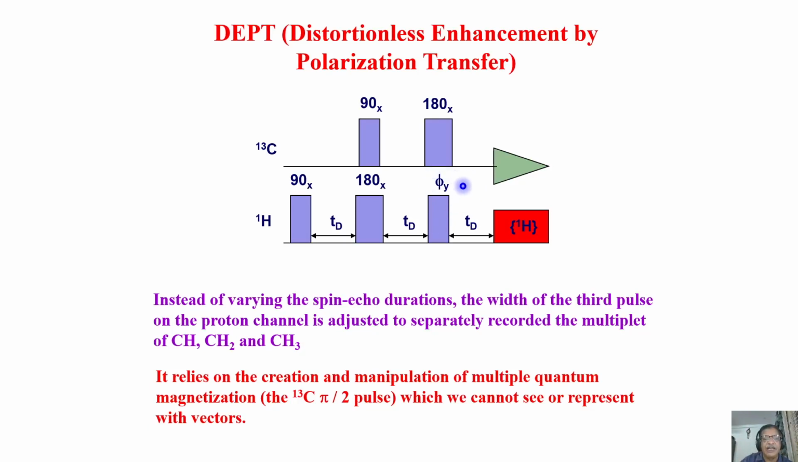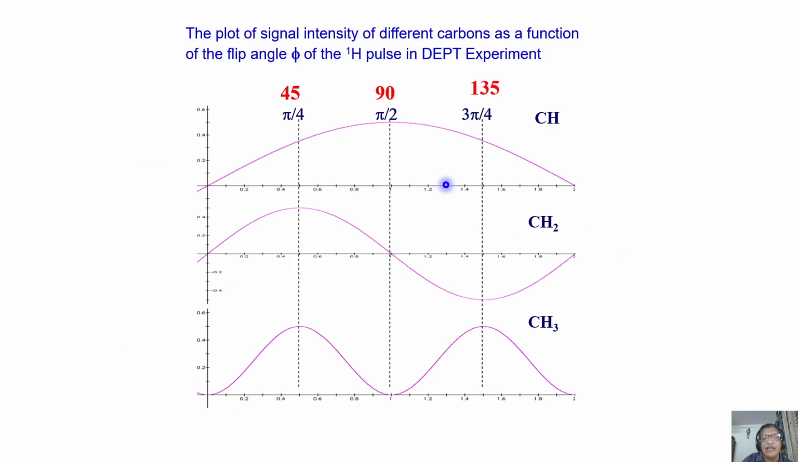Vary the angle to 10 degrees or 15 degrees. Always in equal steps I can do, 5 degrees, 10 degrees, like that. Every time I keep measuring the intensity of all the 3 peaks individually, CH, CH2, CH3 intensity I measure. And then I am going to make a plot like this.